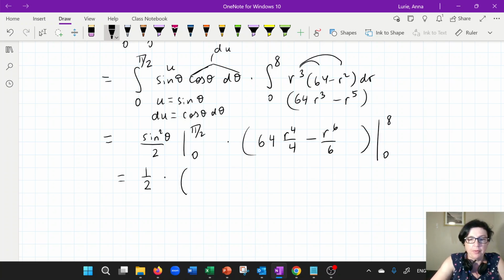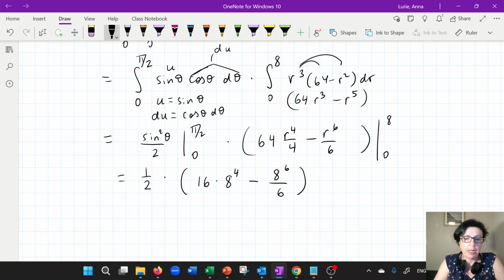Now 64 divided by 4, I think that would be 16. And then you multiply that by 8 to the power 4 minus 8 to the power 6 divided by 6. I do not think that we really need to simplify this any further. I think this is fine. If the teacher requires, you can put it on a calculator and convert it to a fraction answer. But other than that, that's it.